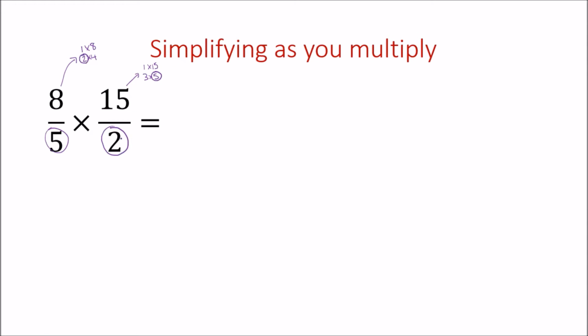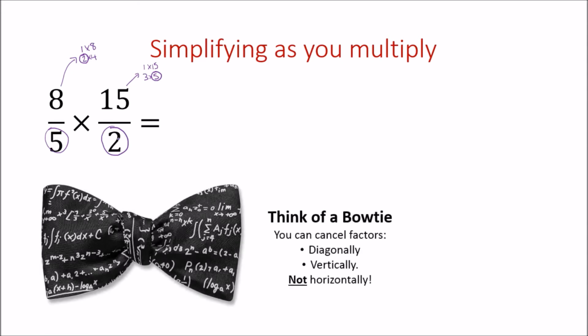So what we're going to do is some cancelling of factors, but we're going to do them in the shape of a bow tie. Now think of a bow tie. A bow tie goes diagonally this way and diagonally that way. And it also goes up and down at the edges like this. So this is a bit of a helpful hint as to where you can cancel factors.